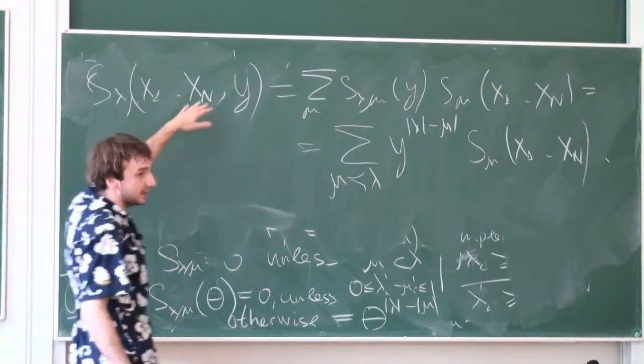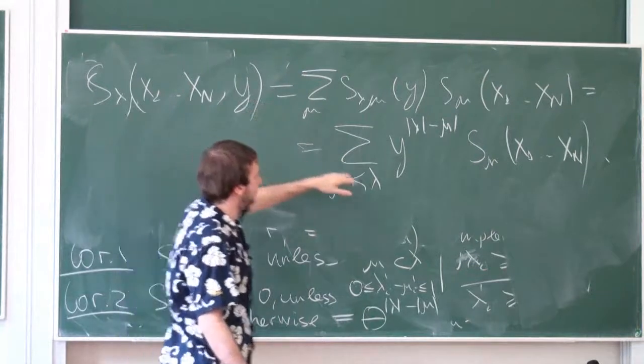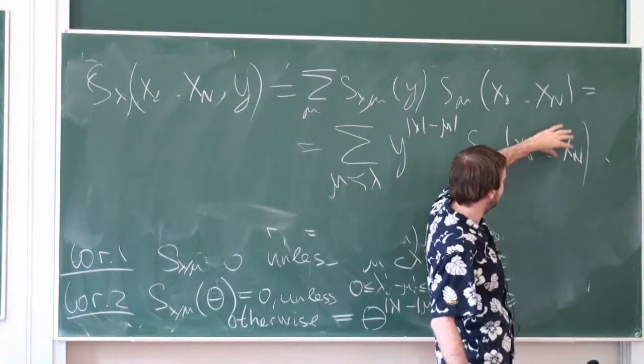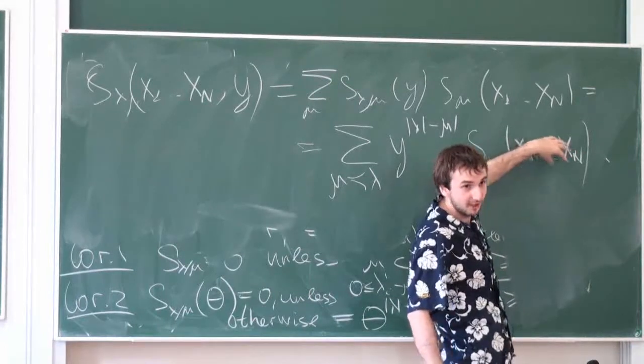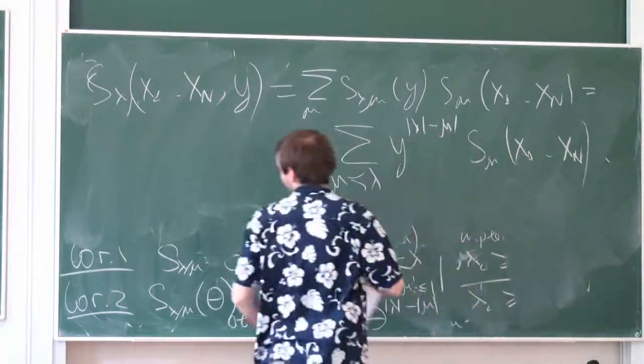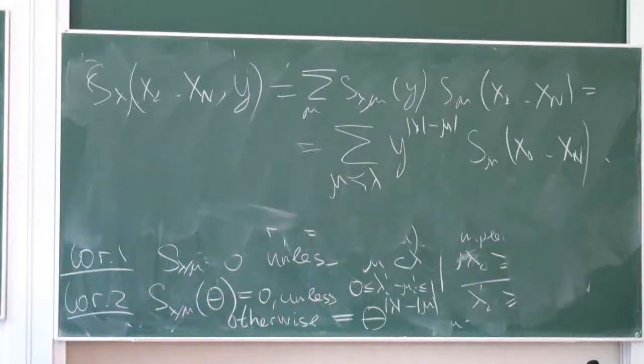Now what is more important, we can iterate this formula. So we now can again expand polynomials in n variables into polynomials in n minus 1 variables and so on. In the end, if we do this process, we arrive at the following formula, which is known as the combinatorial formula for Schur polynomials. So to write this formula, we need some notations.